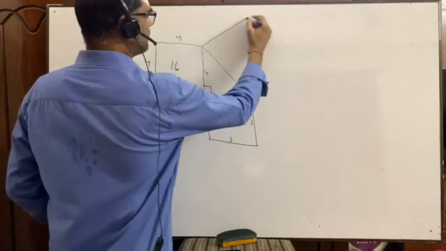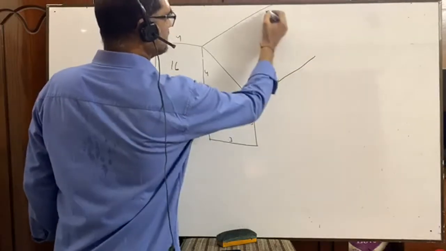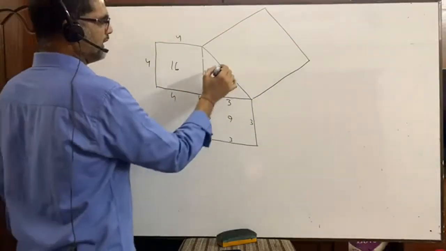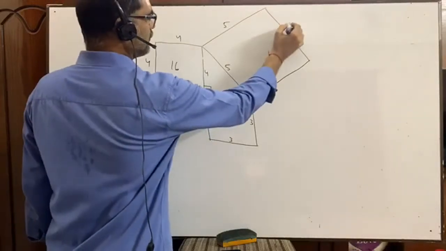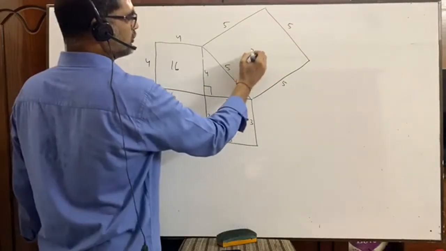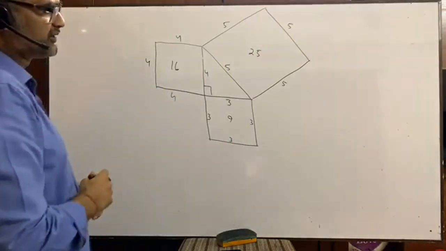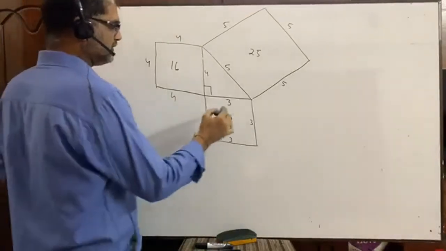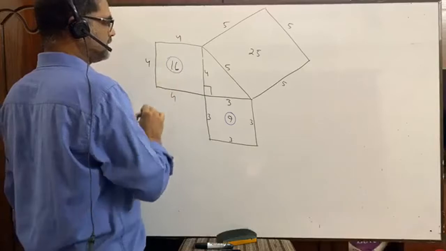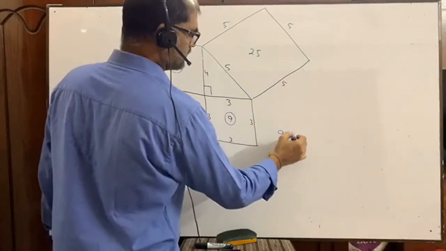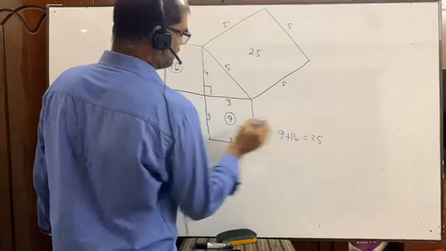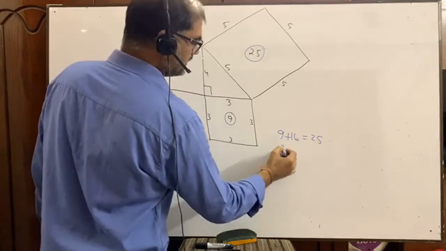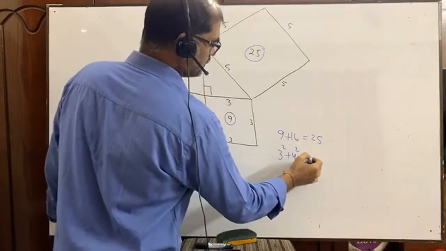Then suppose we draw a square like this here, the largest square for this triangle, then it is 5 on every side. So its area is what? 25 square centimeter. Actually what comes here, you see, this is 9, this is 16. 9 plus 16 equals what? 25. Have you seen? From here we can write 3 square plus 4 square is equal to 5 square.